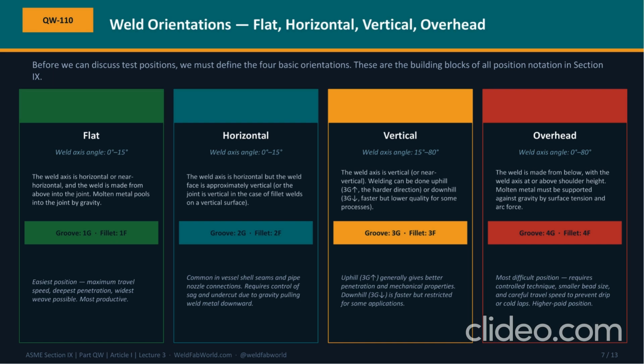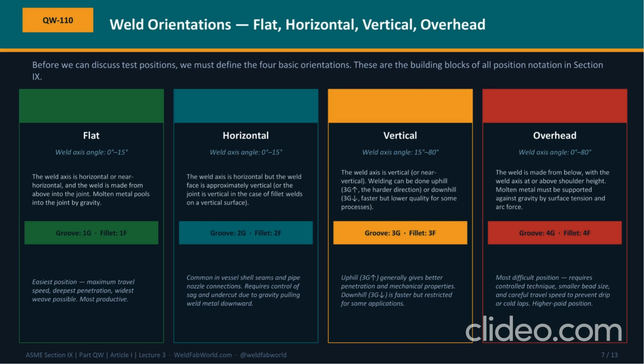Downhill vertical welding is faster, you are welding with gravity, and is used for thin materials and certain processes where heat input must be controlled. But for some materials and some applications, downhill is restricted or prohibited because the faster travel can trap slag and produce less fusion.